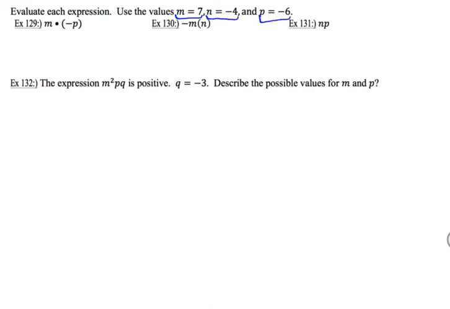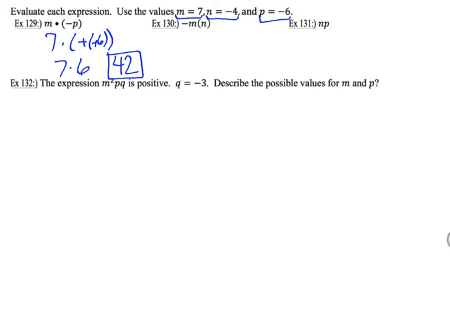So m is 7, so I'm going to replace m with 7. I'm going to multiply that by the opposite of p. P is negative 6, so the opposite of negative 6 is actually positive 6. So this ends up being 7 times 6. Ignore the signs and multiply, you get 42. It is a positive times a positive, so it is just positive 42.